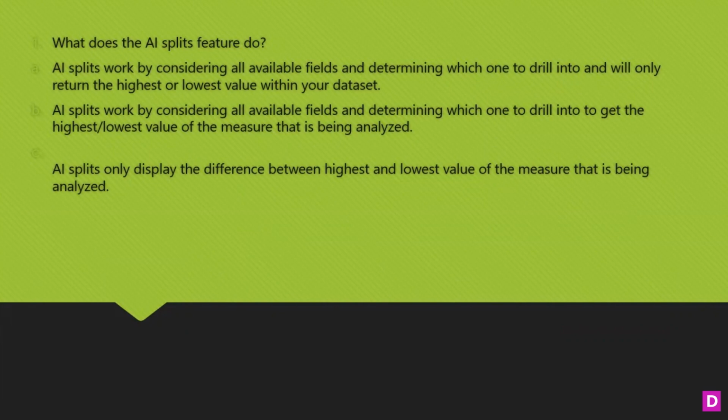No. AI splits work by considering all available fields and determining which one to drill down into, to get the highest and lowest value of the measure that is being analyzed. Perfectly yes. That is the use of an AI split, to drill down into the highest or lowest value by the measure which you are analyzing. So that's absolutely fine. Option C, AI splits only display the difference between the highest and lowest value of the measure that is being analyzed. No. It allows us to drill down to a deeper level so that you can find the root causes. So B is the correct answer for this question.